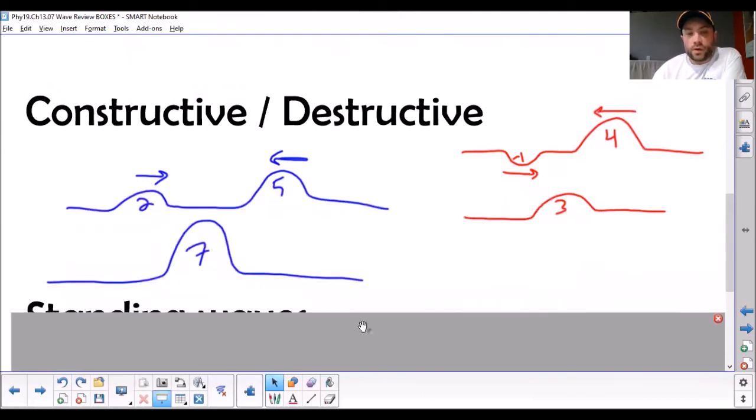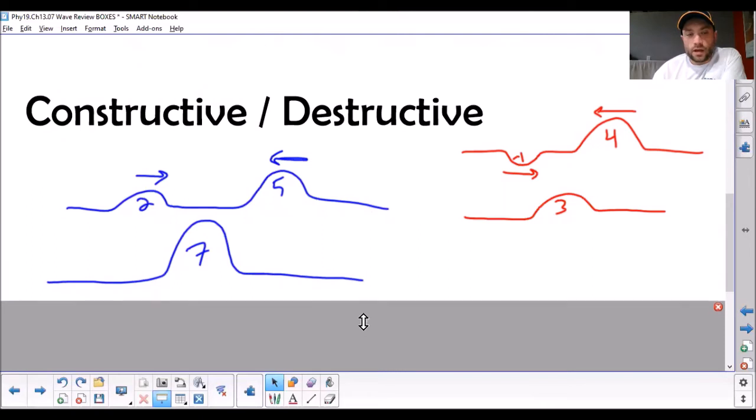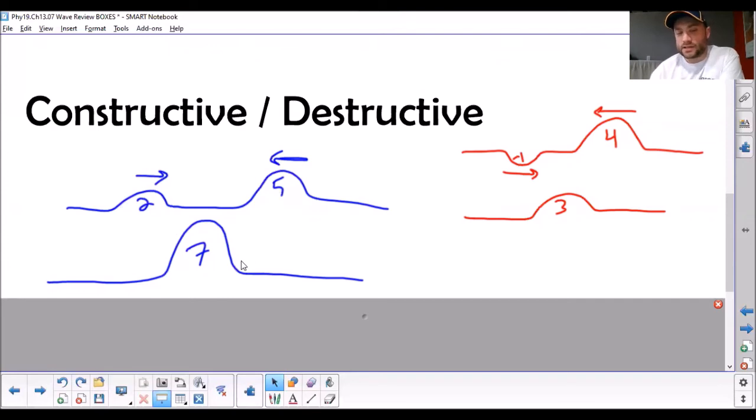Constructive waves are waves that move toward each other and are on the same side, meaning the top or the bottom. So the one on the left here would be constructive. You have a 2 and a 5 moving toward each other. When they collide, they make a 7. And remember, they pass through each other. So the 5 would keep going to the left and the 2 would keep going to the right.